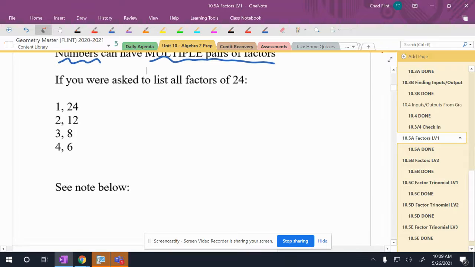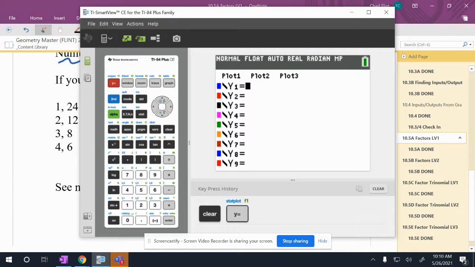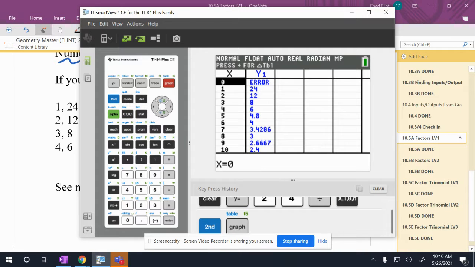All right, so how do I get it from the calculator? Really simple. You bring the calculator up. This is something I didn't come up with; I saw it in a video someplace a while ago. The calculator does graphing and gives you a table. So I take whatever number I want the factors of, 24, and I divide it by x. Then the calculator will take 24 and divide it by every integer, and I can look at the table to see what happens when I divide 24 by different numbers.